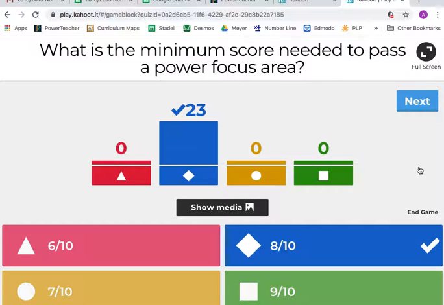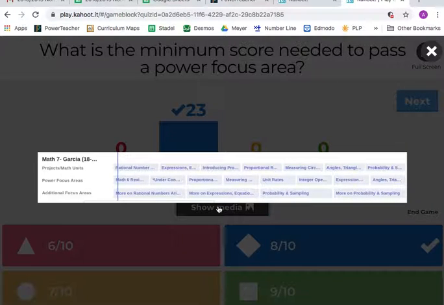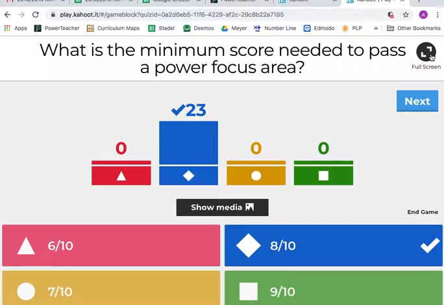We're never gonna get through this. Alright, these conversations need to end. We have students in here that are new to this. The power focus areas are the middle ones. So you need an 8, 9, or 10 to have it be green and passed. Your score, your grade, I think it's a question, so I'm not going to say anything. Let's keep going.